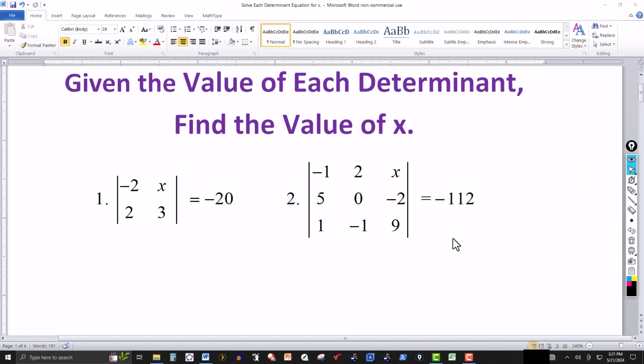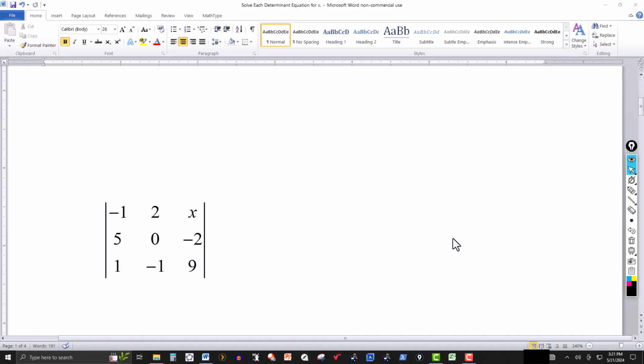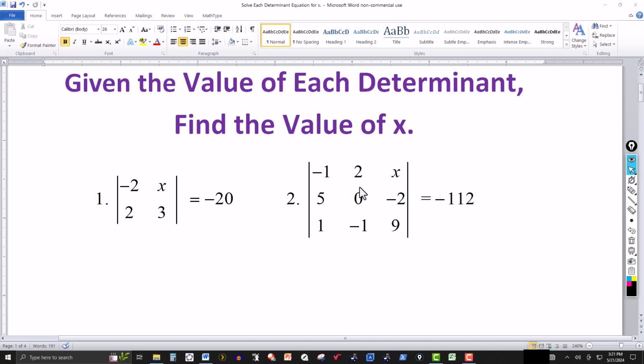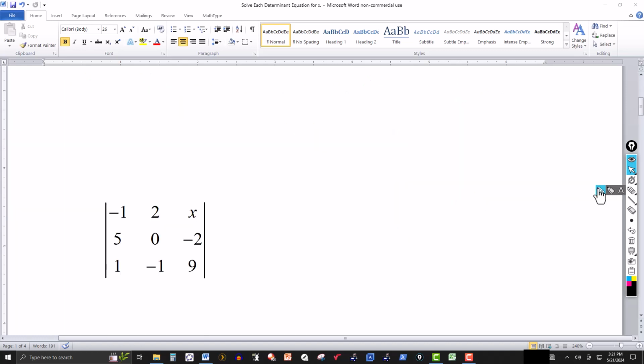For this one here, I'm going to use what is called sometimes the column method. So I've got the determinant negative 1, 2, x, 5, 0, negative 2, 1, negative 1, 9. Again, you can use any row, any column, and expand the determinant using cofactors and minors. But for the column method, what we do is we take the first two columns and write them out to the right. So column 1 is negative 1, 5, 1. Column 2 is 2, 0, negative 1.